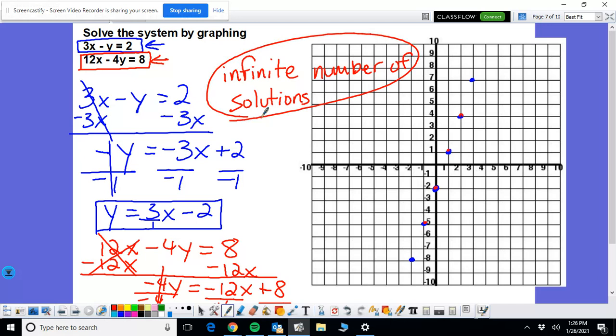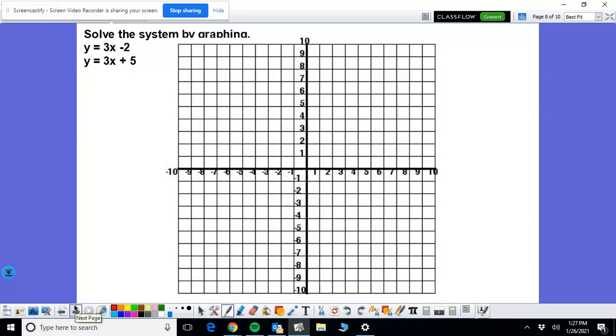So let's just talk about what are solutions then to this thing. Well, the solutions, guys, are the points. All of these points are on both of the lines. So these are all solutions. So 0, -2, you can plug in and it'll work. 1, 1, you can plug in. 2, 4, 3, 7. Those are all things you can plug in, and you'll plug into both of them and you'll get a true statement. True, true.